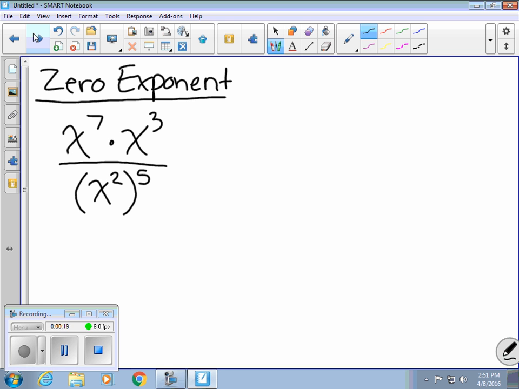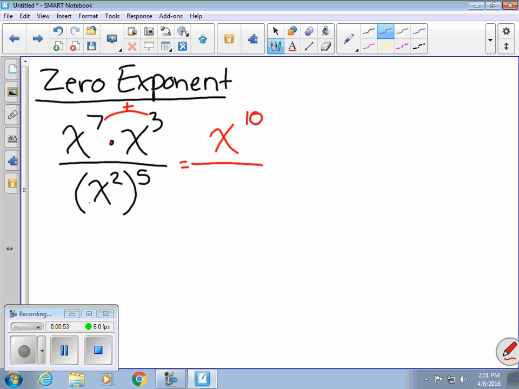So what I want you to do is take a look at this expression that I have written down. And we're going to work through it using patterns that we know. So we're going to start in the top. I have x to the 7th times x to the 3rd. Since it's just being multiplied, I know that there are 7 on the left, 3 on the right. So that's going to give me x to the 10th power because there are 10 x's being multiplied all together. Now in the bottom, I have a product of powers.